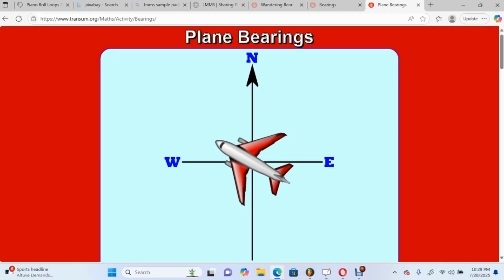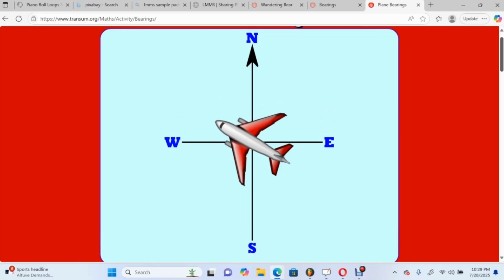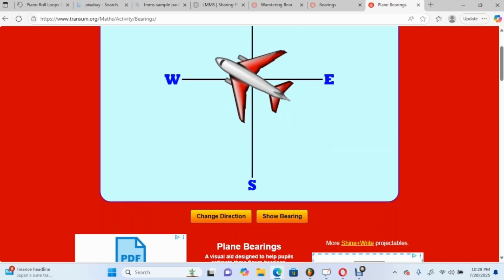What can I say? I can say the bearing is 300, or 305, or 315. The correct answer is any number between 270 and 360. It can't be 270 because it's not pointing west, and it can't be 360 because it's not pointing to the north. But any number between those two numbers works. Let's go and show it.